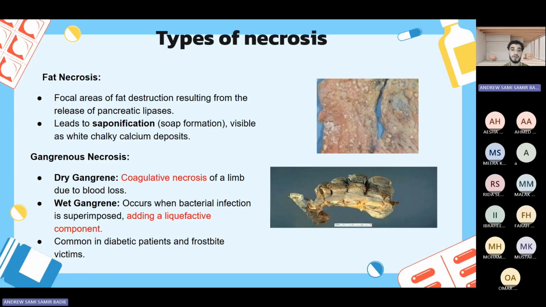Now, if you have dry gangrene, and above it, due to whatever reason, for example a destroyed skin barrier, we have a bacterial infection, this would cause a liquefactive component. So it becomes more liquidish or runny, as opposed to dry gangrene. It's very common. We see it in diabetic patients and frostbite victims, since they have loss of sensation.